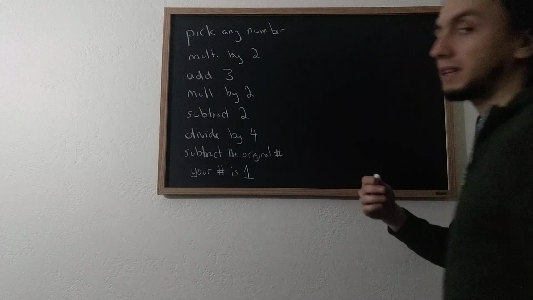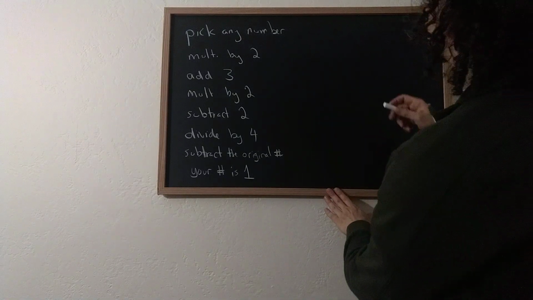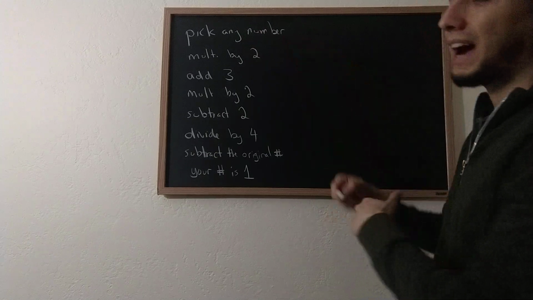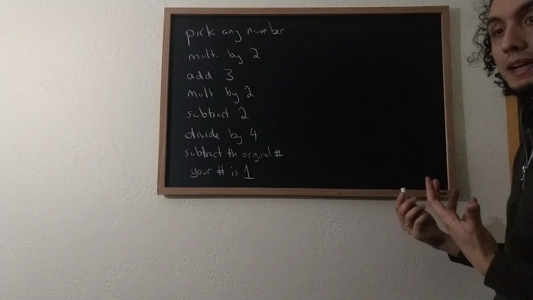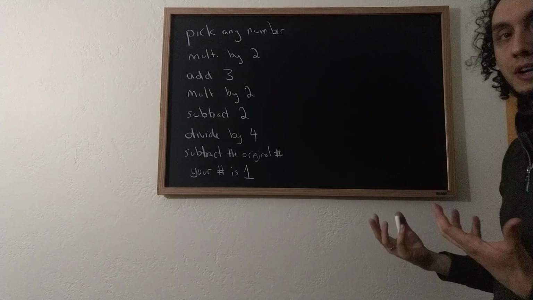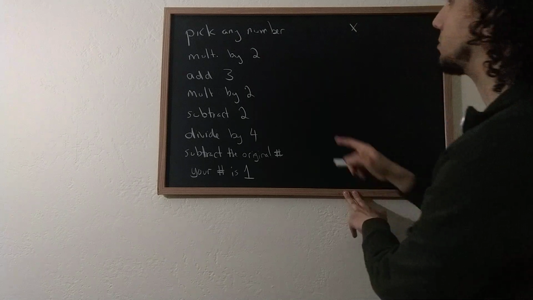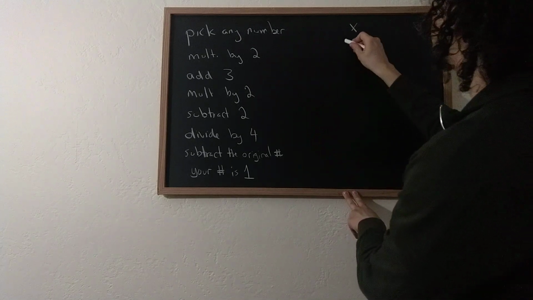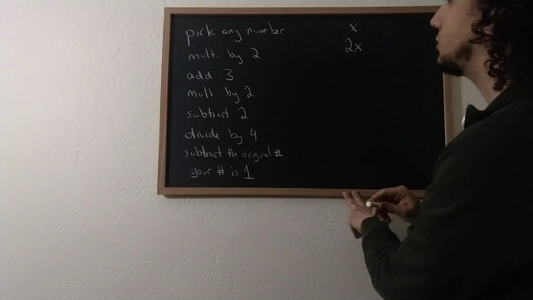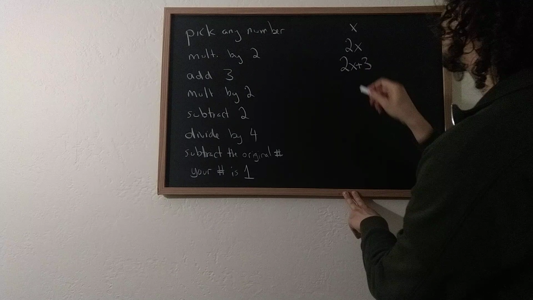Well, there's a very simple explanation, and it's exactly what a variable is useful for. So when I say pick any number, I have no idea what number you picked. I told you to pick a smallish number, but you could have picked any number. You might have even picked a fraction or who knows what. So let's say x represents the number that you picked. Then I said multiply it by 2. So now you have 2x. Then I said add 3. So now you have 2x plus 3.